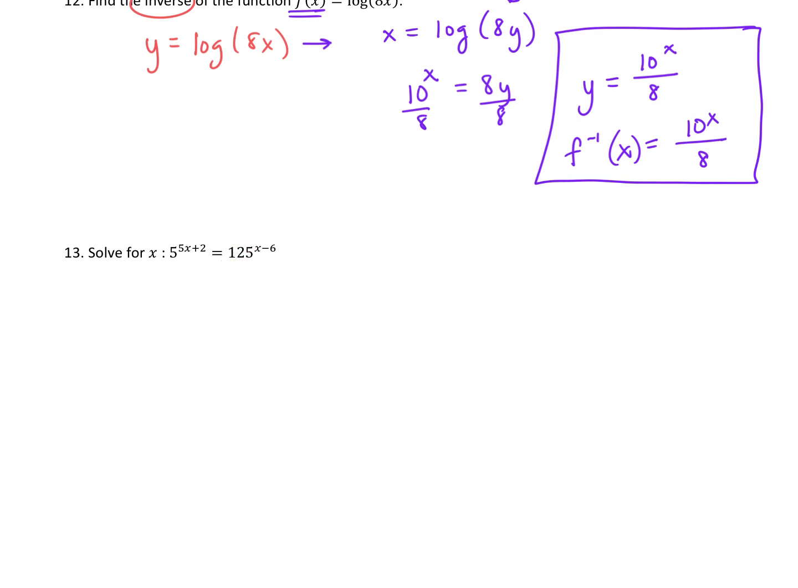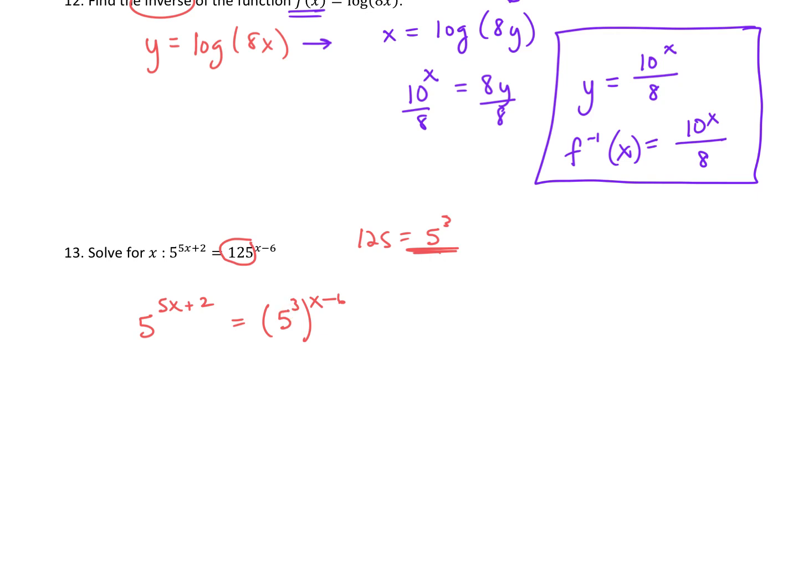So we actually can. I'm going to carry down the left side. 5 to the 5x plus 2 power is equal to, now 125 is the same thing as 5 to the third. 5 times 5 times 5 is 125. So we're going to take that 125 in our equation and replace it with that 5 to the third. I'm going to carry down the x minus 6 exponent. So our goal is to get a common base. So we got our bases of 5s. I'm just going to clean up this equation a little bit.